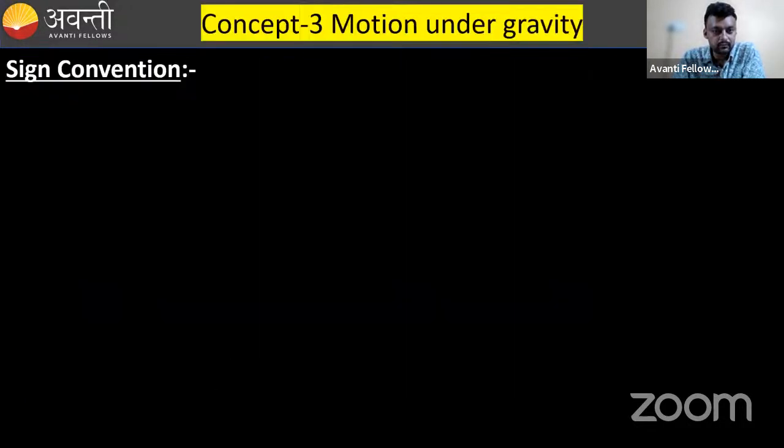Answer C is correct. Now we are talking about motion under gravity. Till now we were talking about horizontal motion, when the car is moving and the particle is moving in a horizontal line on the ground. Now the particle starts moving in the vertical direction, but I am still talking about 1D motion, not 2D motion. So what sign convention should you consider? I am repeating: whenever I say sign convention, I am talking about vector quantities only.